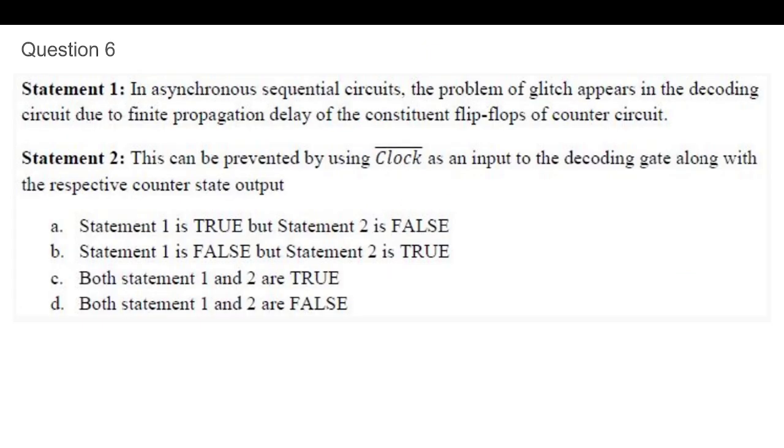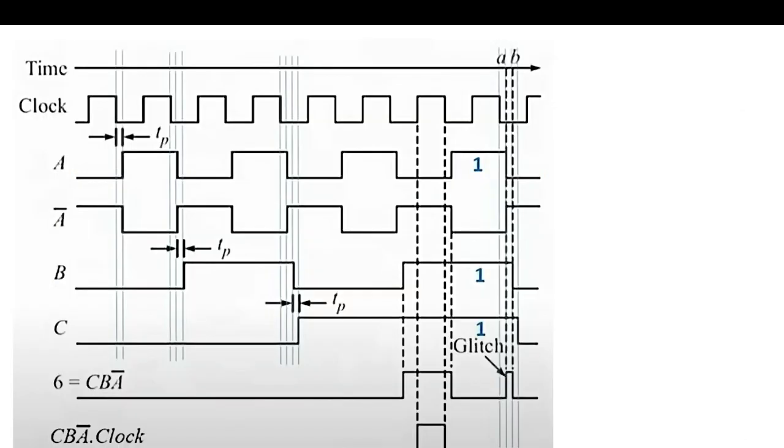Next question. In the asynchronous sequential circuit, the problem of glitch appears in the decoding circuit due to the finite propagation delay of the flip-flops of the counter circuit, and this can be prevented by using clock bar as an input to the decoding gate along with the respective counter outputs. So this was our waveforms, and we have seen this delay is because of the flip-flop. Decoder logic delay we have assumed to be very small, so we have only shown the flip-flop delays.